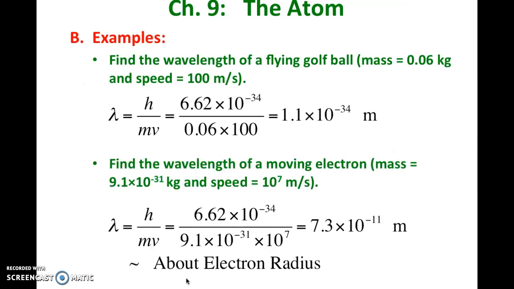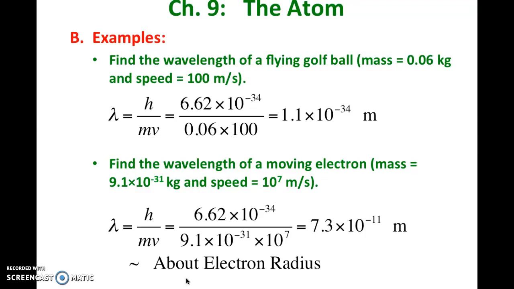For an example, find the wavelength of a flying golf ball with mass of 0.06 kg and a speed of 100 meters per second. From the de Broglie wavelength formula, substituting the numbers for Planck constant, mass, and velocity into the formula, we obtain that the de Broglie wavelength of the golf ball is about 10 to negative 34 meters, which is much smaller than the size of the golf ball. That is why the wave property of a macroscopic golf ball is not significant or not detectable.